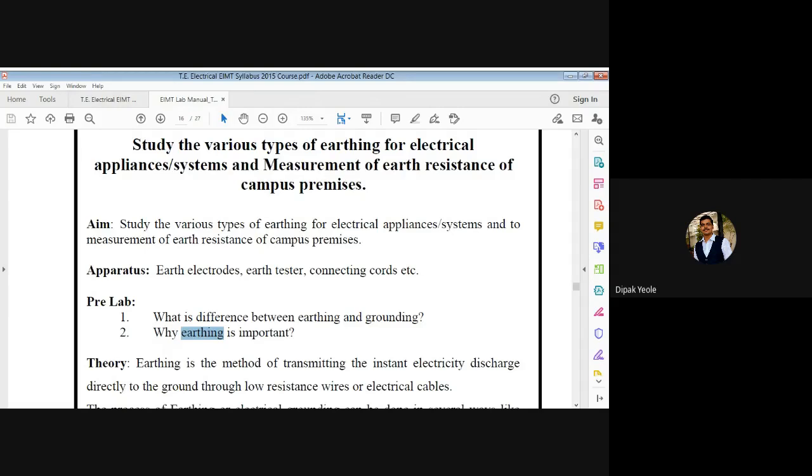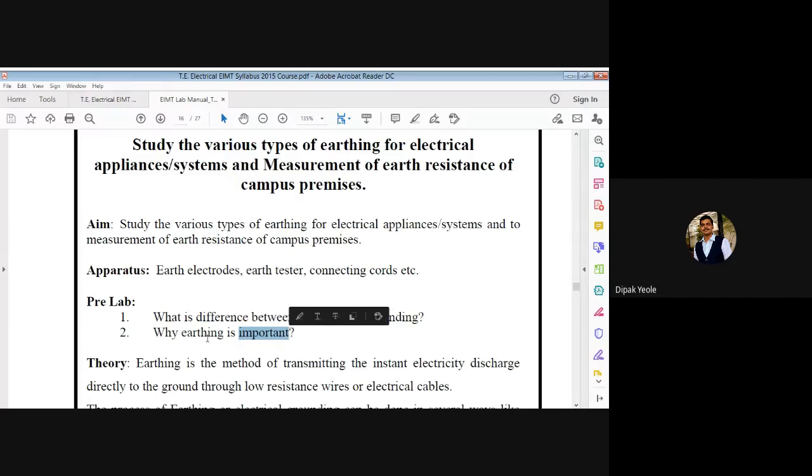we can say, will work satisfactorily. Because if earthing is not available for that particular electrical equipment, and there is lightning or a sudden discharge of voltage or current, then the person handling that electrical equipment will get a shock and may lose his or her life. So it is very important to have earthing for every electrical equipment. That is the primary need.